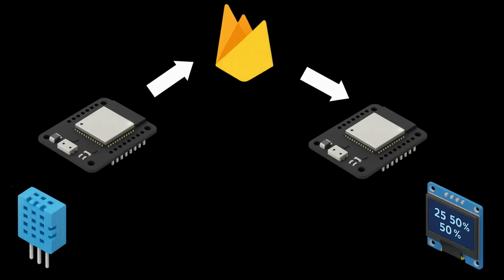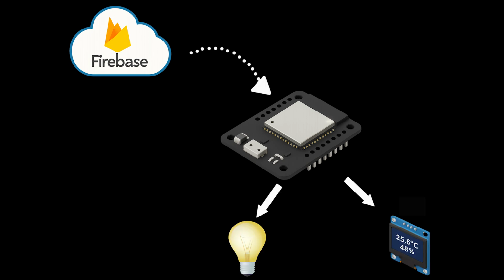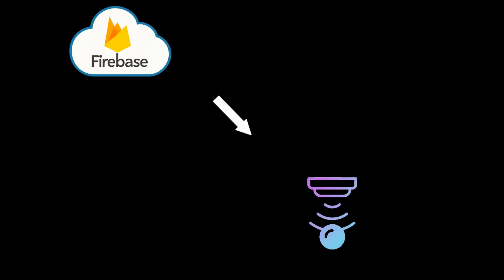Today we are going to take the next step, receiving data from Firebase back into the ESP32. This is really useful if you want to remotely control your devices or adjust sensor thresholds directly from the cloud. So let's get started.